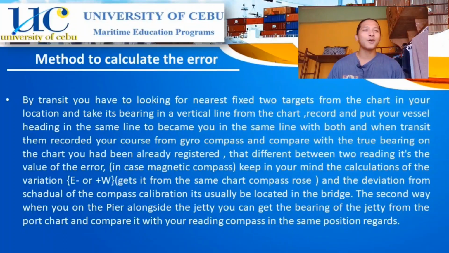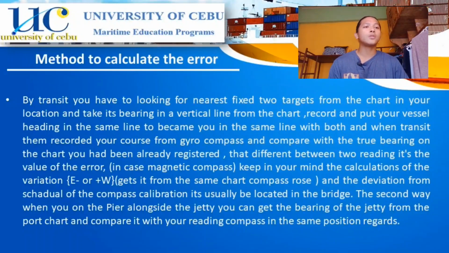Next is the method to calculate the error. By transit, you have to look for the nearest two fixed targets from the chart in your location and take their bearing in a vertical line from the chart. Put your vessel's heading in the same line with both, and when transiting them, record your course from the gyro compass and compare it with the true bearing on the chart that you had already registered. The difference between the two readings is the value of the error. Keep in mind the calculation of the variation.